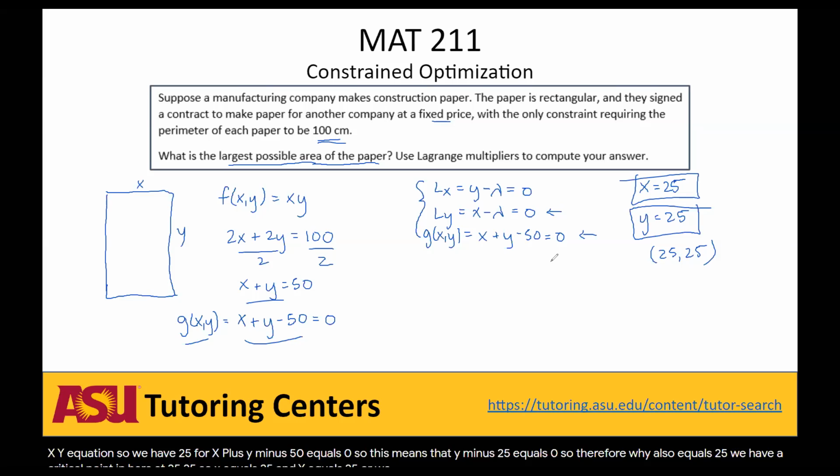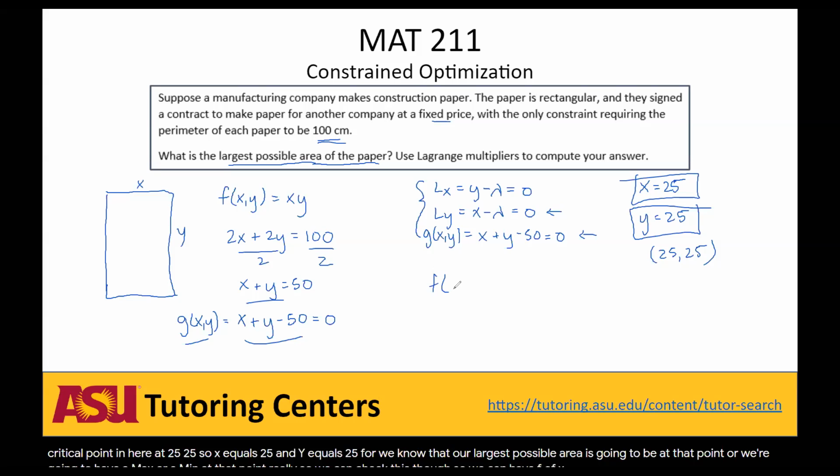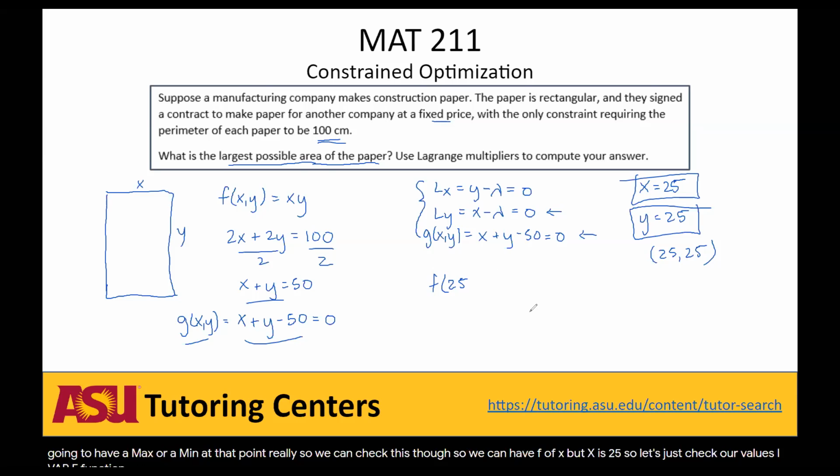Therefore, we know that our largest possible area is going to be at that point. Or we're going to have a max or a min at that point, really. So we can check this though. Let's check our values of our f function here, which is our area function. So f of 25, 25 equals 25 times 25, so 25 squared. And that equals 625.